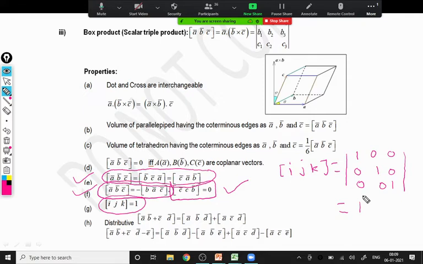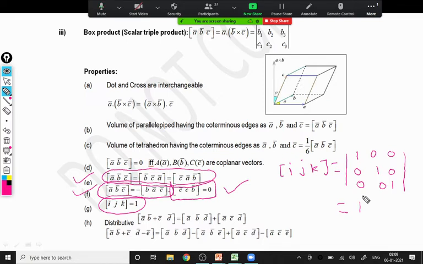Excuse me, sir. We know that the triple product of A, B, C is A dot B cross C, so we can write it as i dot j cross k. j cross k is i only, so i dot i is 1. We can also prove it this way. Yeah, correct.